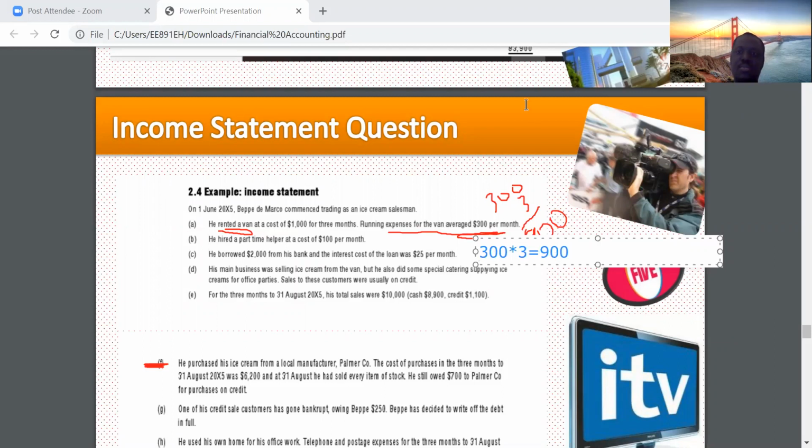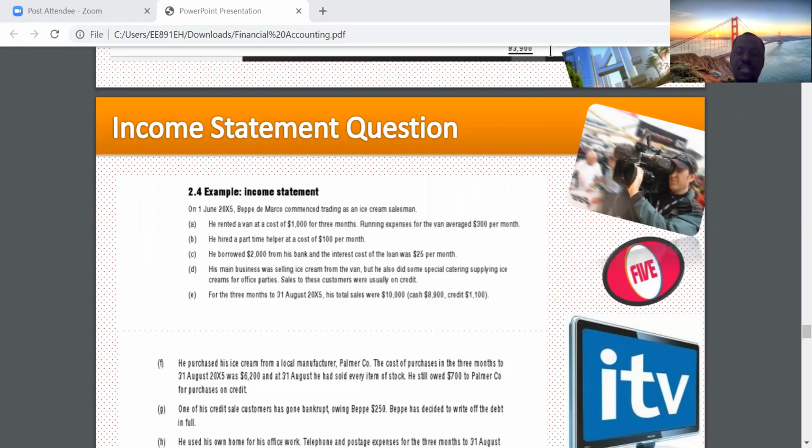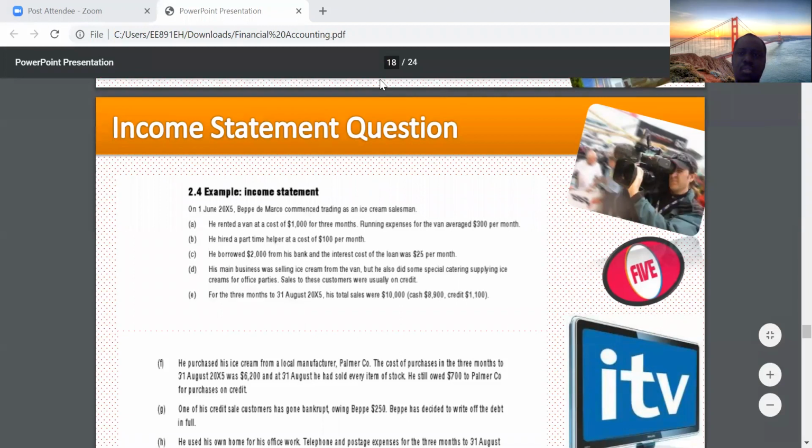Okay, so let's move back. So that's the second expense we found. You found 1,000, you found 900. Then now he hired a part-time helper. Let's look into this one a little bit. A part-time helper at a cost of 100.